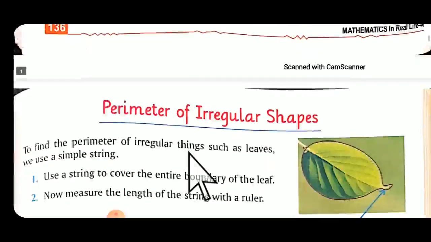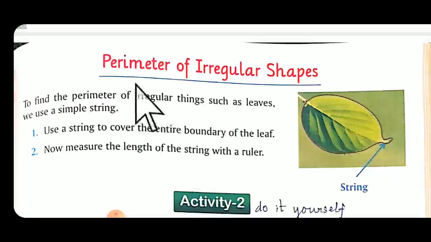Whereas in the next, perimeter of irregular shapes. Let us take the leaf. How are you going to measure its perimeter? We can't keep the scale and measure the sides. So at that time what are you going to do? Take the thread, begin from here, take a round and then complete on both sides. Okay, got the thread till here. Then open the thread and measure it on the scale. You will get the length of the leaf.